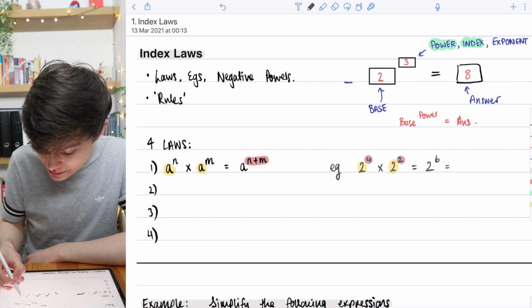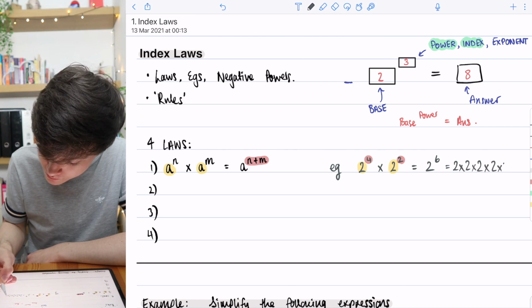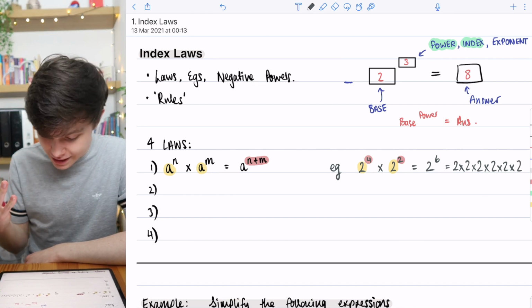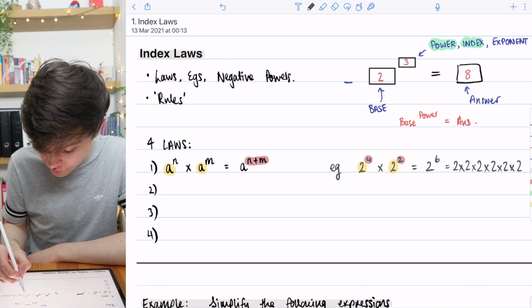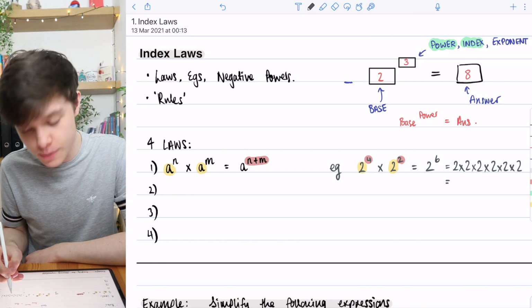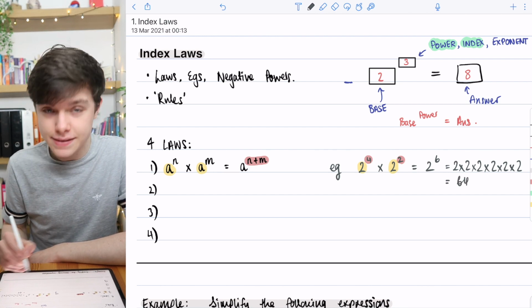And then all that means is 2 times 2 times 2 times 2 times 2 times 2, multiplying 2 by itself 6 times. You could work that out if you wanted to. We could say 2 times 2 is 4, times 2 is 8, times 2 is 16, times 2 is 32, times 2 is 64.